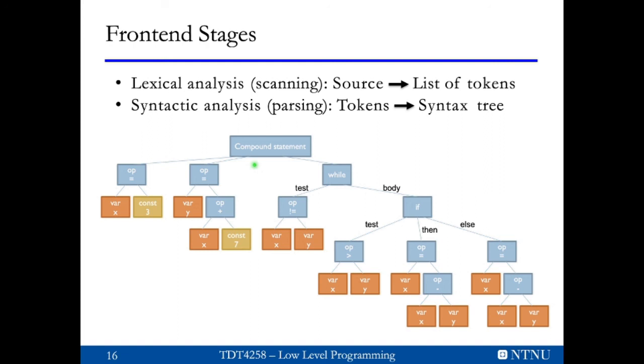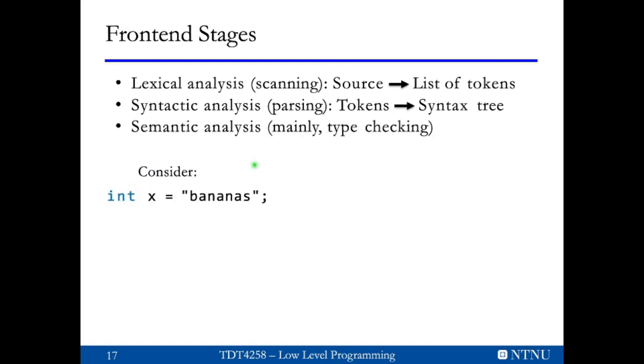Now, this is not everything a compiler has to do, because you could still try to assign, for example, a string to an integer variable. And that's what's happening here. So, for example, you write int x equals string bananas, semicolon. This is syntactically correct. It's a correct statement. It has a variable declaration here. It has the name of a variable, an equals sign, and something else. But obviously it's very difficult to assign bananas to an integer variable.